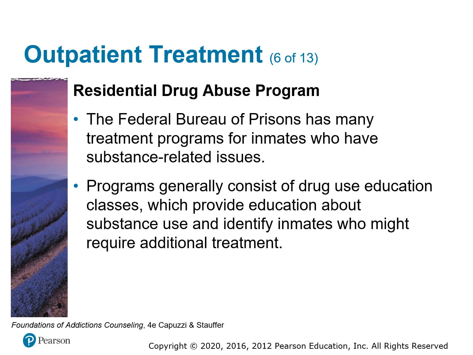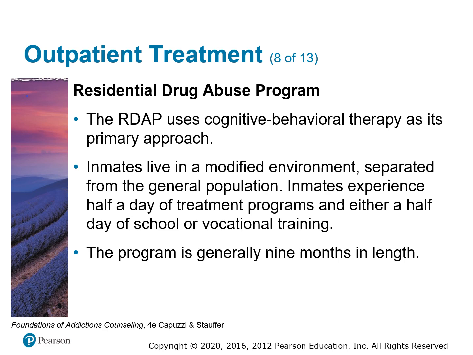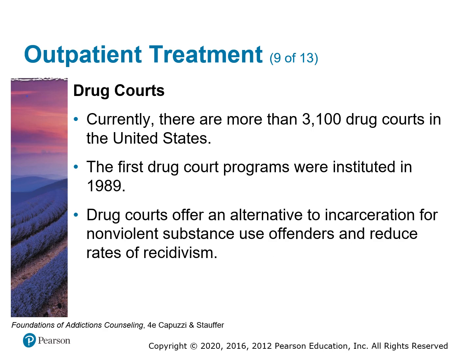The Federal Bureau of Prisons has many treatment programs for inmates with substance abuse-related disorders. Non-residential drug use treatment consists of a 12-week cognitive behavioral group program for inmates who have short sentences. Residential drug and alcohol programs use cognitive behavioral therapy as the primary approach. Currently, there are more than 3,100 drug courts in the United States. The first drug court programs were instituted in 1989.